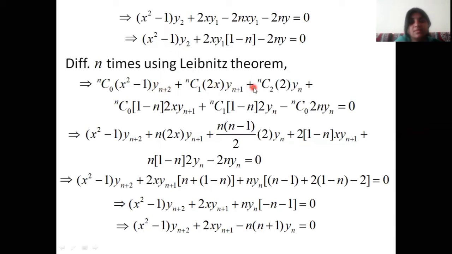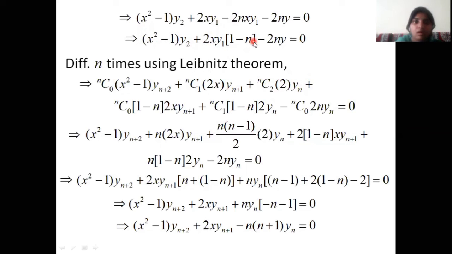Next is nC2, and differentiating this you'll have 2, and again when you decrease this by 1 you have yn. There is no next term. If you write the next term, nC3, and differentiate, that will vanish. So I have stopped it here. Plus I'll just differentiate this n times now. This first term is done.